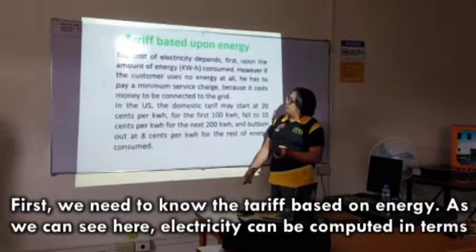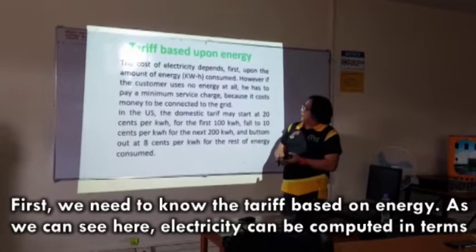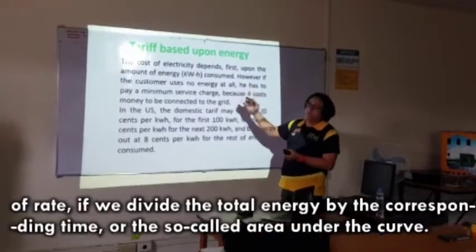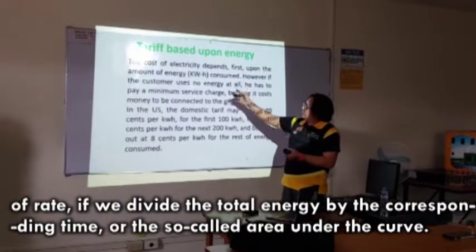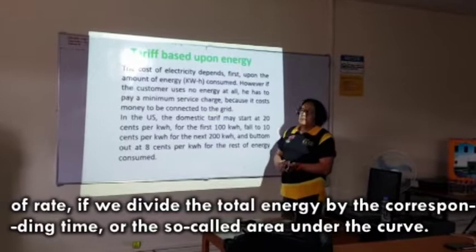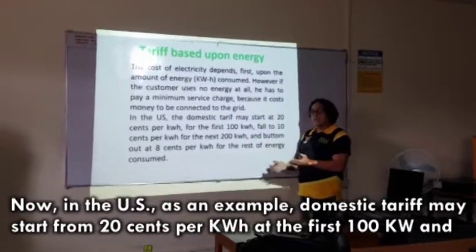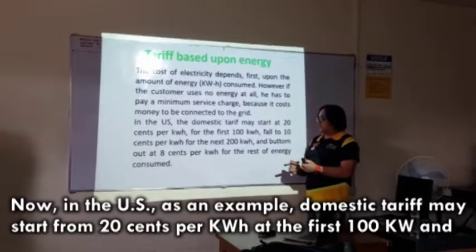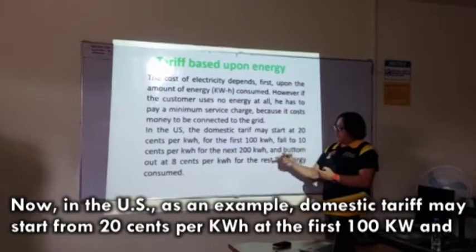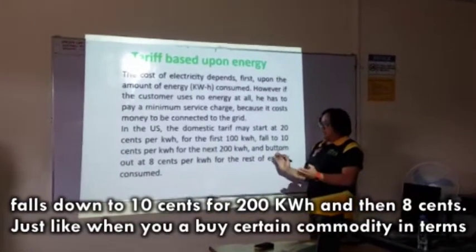Okay, first, we need to know the tariff based on energy. As we can see here, electricity cost can be computed in terms of rate if we divide the total energy by the corresponding time, or the so-called area under the curve. Now, in the US, as an example, domestic tariff will start from 20 cents per kilowatt hour for the first 100 kilowatt hours, and falls down to 10 cents for 200 kilowatt hours, and then 8 cents.